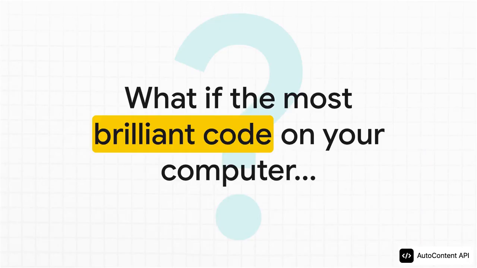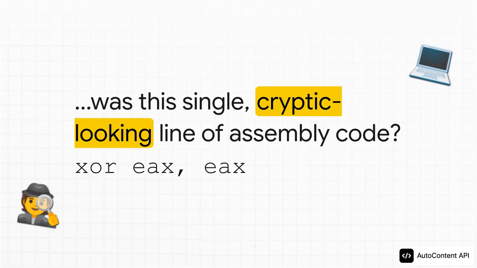So just imagine for a second, what if the most elegant, the most efficient bit of programming on your entire machine wasn't in your favorite game or your operating system, but it was this one single kind of cryptic-looking line of code. This is XOR EAX EAX. And believe it or not, it's an incredible piece of engineering that's hiding right under our noses.